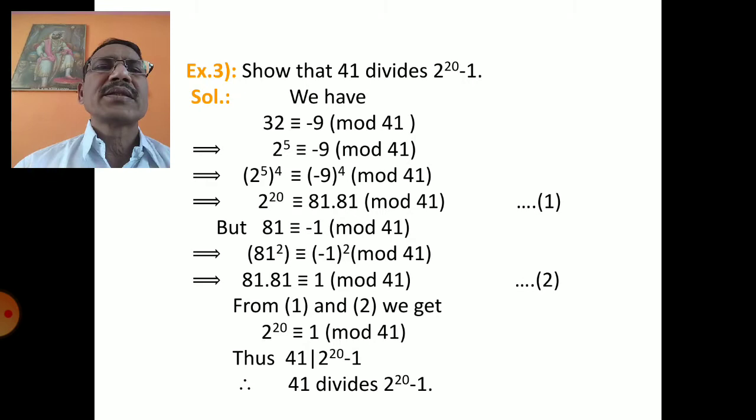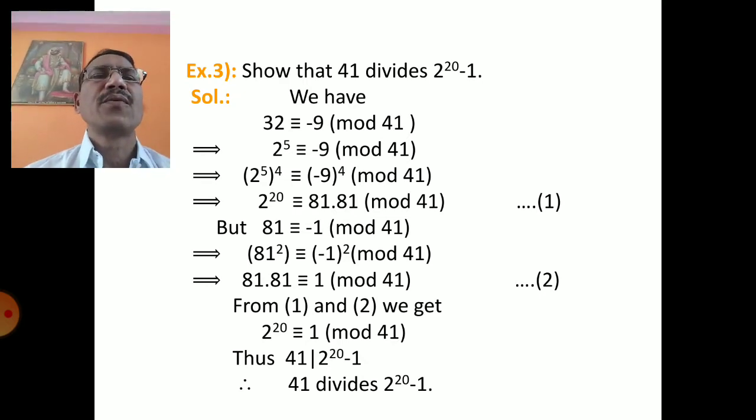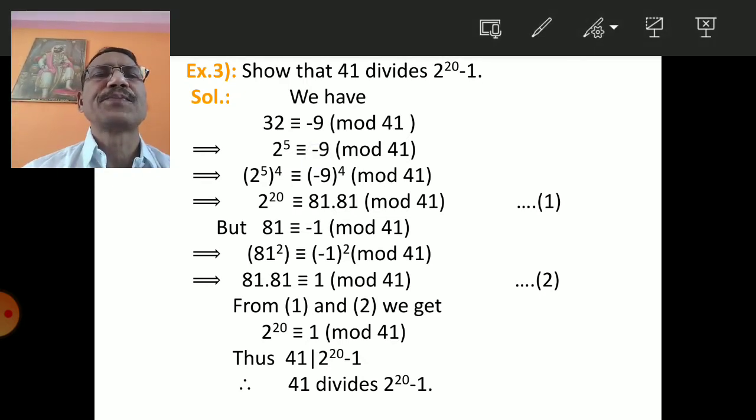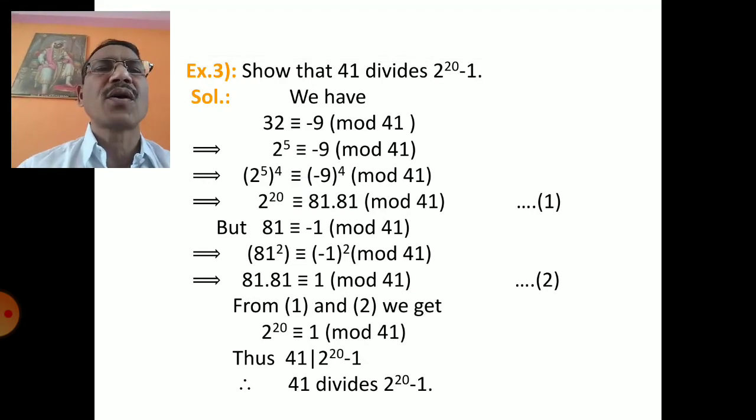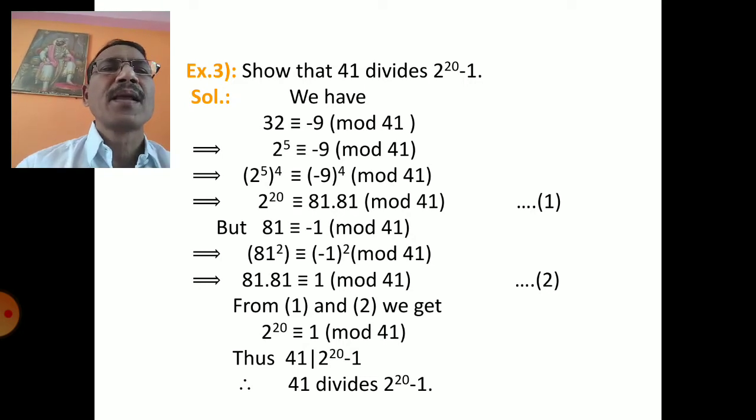In properties, that is property 6, if A is congruent to B mod n, then A raised to k is congruent to B raised to k mod n. Using this property, here we can take k equal to 4 for this congruence. That is, 2 raised to 5 is congruent to minus 9 mod 41, and it can be written as 2 raised to 5 raised to 4 is congruent to minus 9 raised to 4 mod 41, and 2 raised to 5 raised to 4 can be written as 2 raised to 20, and minus 9 raised to 4 can be written as minus 9 square into minus 9 square, that is 81 into 81 mod 41.